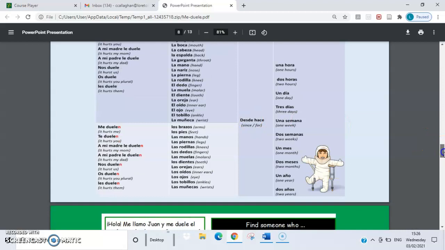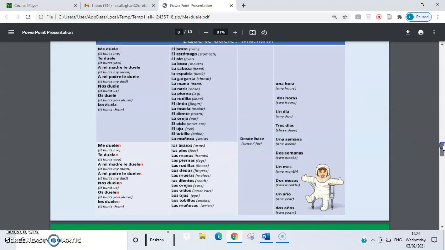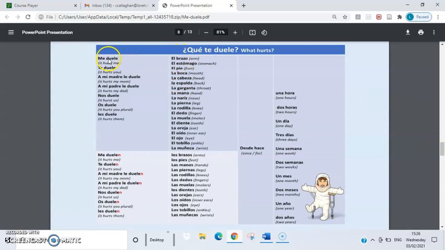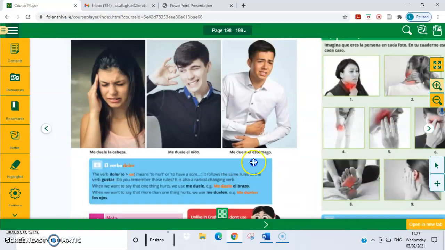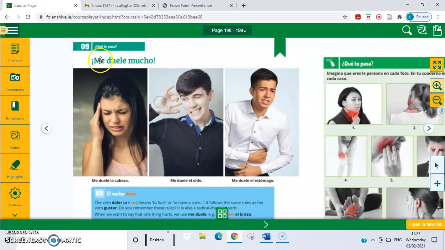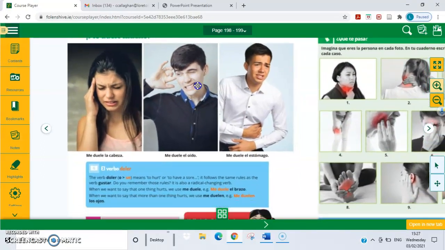We've got loads of examples here. For instance, me duele el brazo, my arm hurts, or te duele el pie. If you look at these two examples here, we have a mí in front of it. A mi madre, so you're chatting about a person here. A mi madre le duele, or a mi padre le duele. You say, for instance, a mi padre le duele la garganta. My dad has a sore throat. The translation here is it hurts my dad, but it's not perfect anyway. We'll have a look at these again, but I just want you to be aware of them. In the book on página 198, you see the examples here. Me duele mucho just translates as it hurts me a lot.